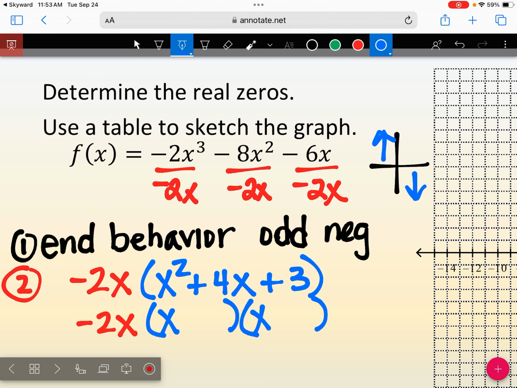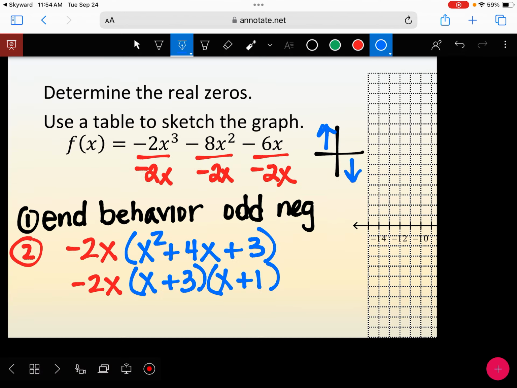Can we do a shortcut, or do we need to make a box? Can we do a shortcut? Yeah, because A is 1. So go ahead, find your two numbers that multiply to be 3, add to 4. What would be your two numbers? 3 and 1. Positive 3 and positive 1.